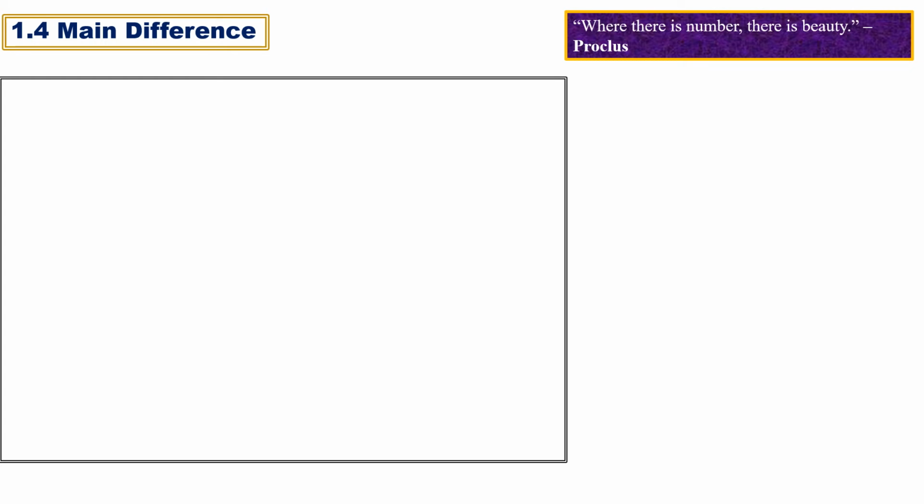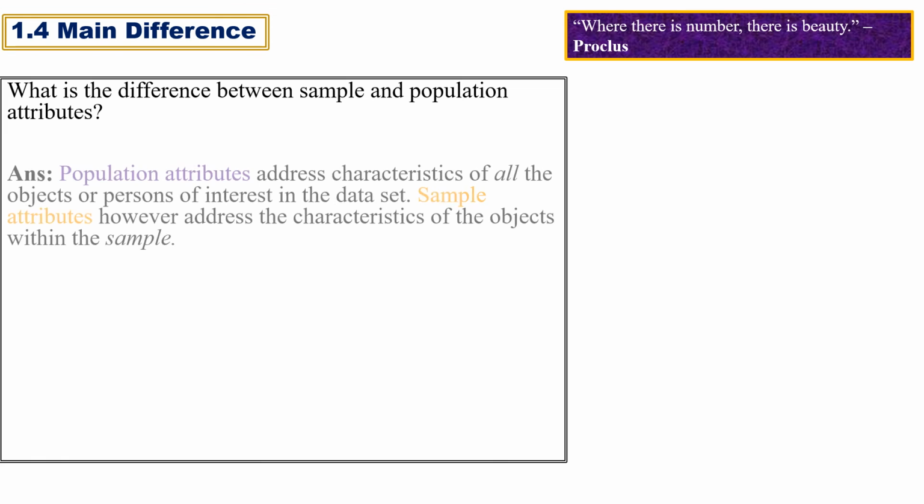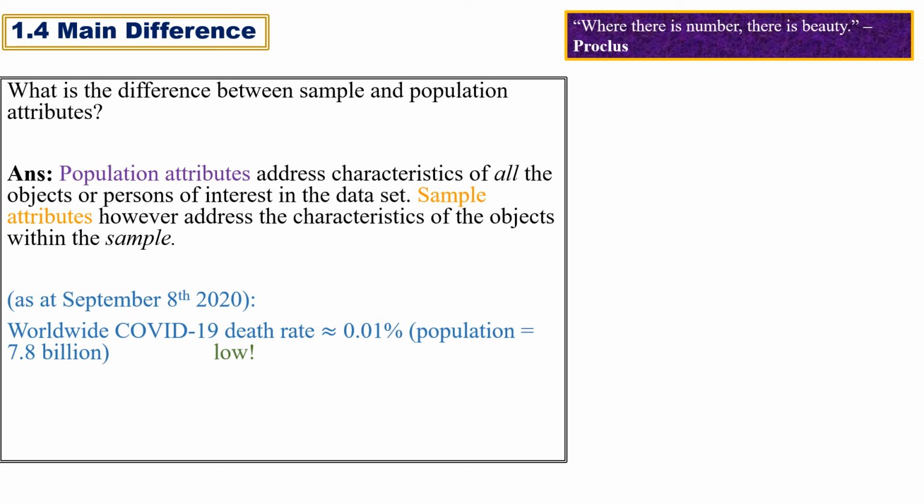So what is the main difference? What is the difference between sample and population attributes? The answer is population attributes address characteristics of all the objects or persons of interest in the data set. Sample attributes, however, address the characteristics of the objects within the sample. So we're going to use another example just to drive home the point and make it clear. As at September 8, 2020, the worldwide COVID-19 death rate was estimated at 0.01%.